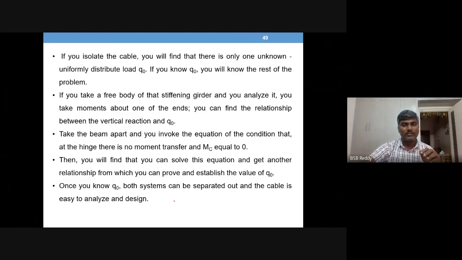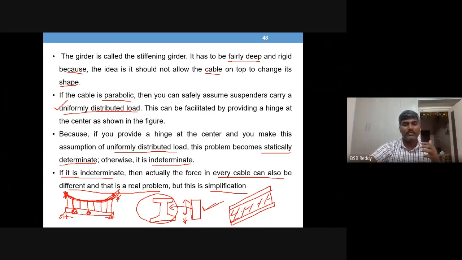Okay, so in this slide I have tried to explain how the stiffening girder is provided, what is its location, what is the purpose of it, and what actually a stiffening girder is, and how the load should be, and what should be the cable profile, right? Whether it is determinate or indeterminate. If it is indeterminate, what should be done? So this is what the slide will explain.